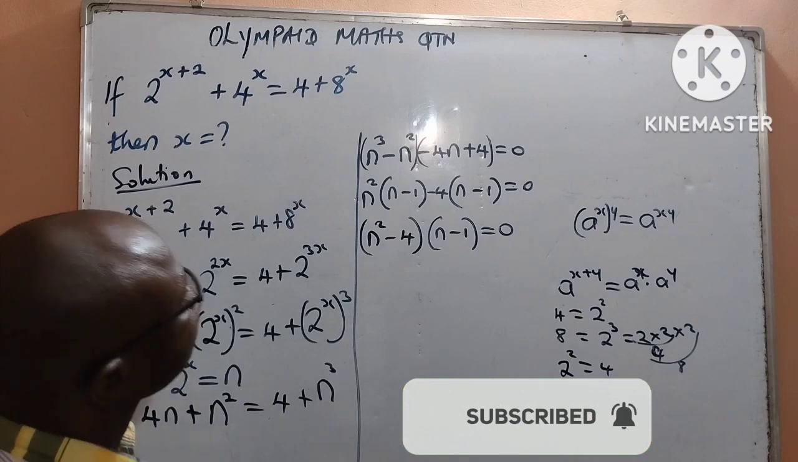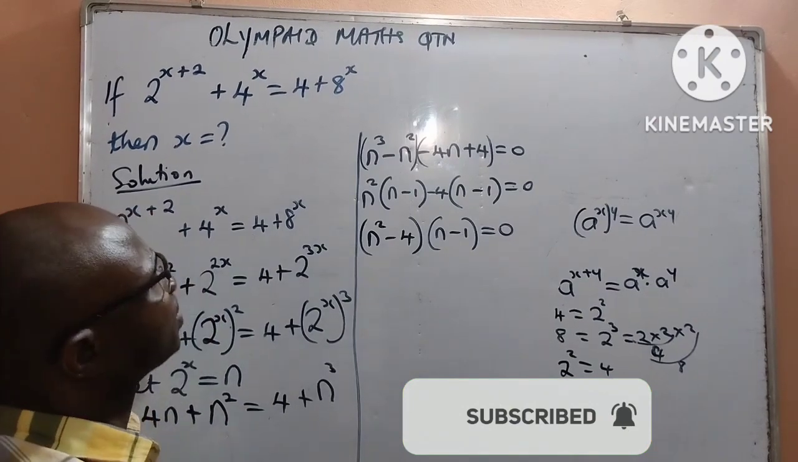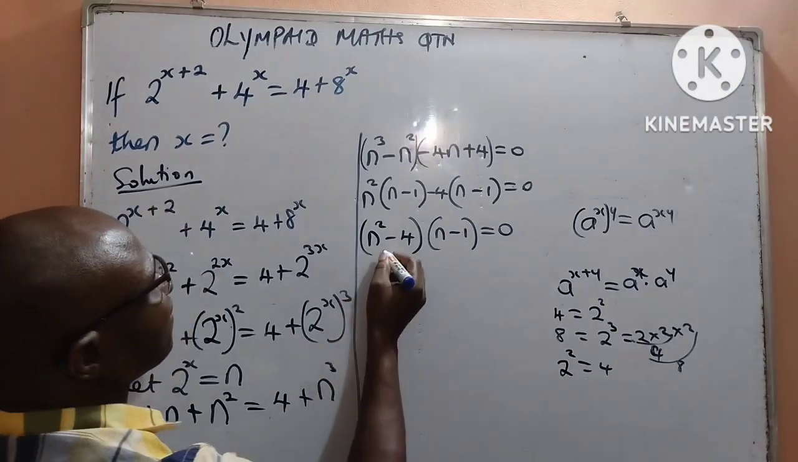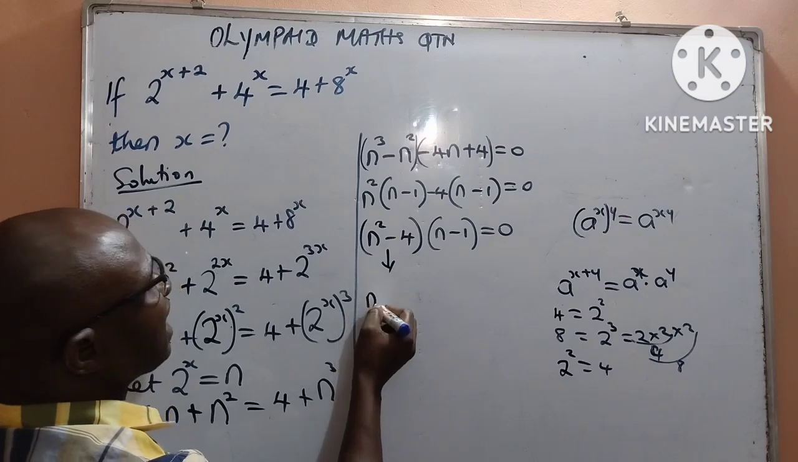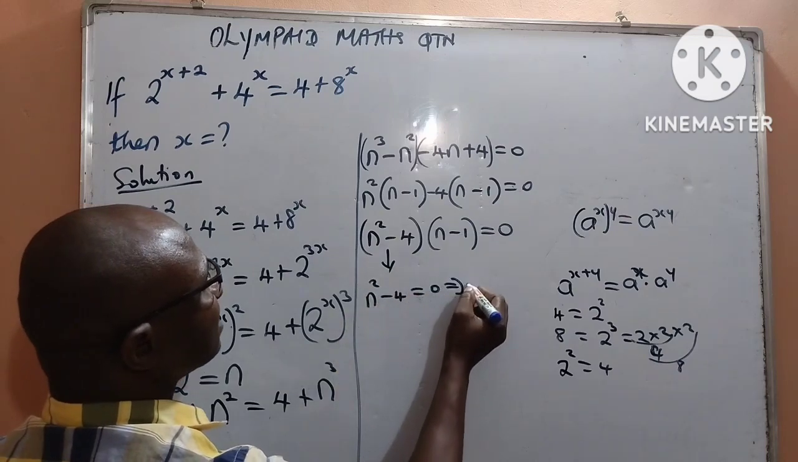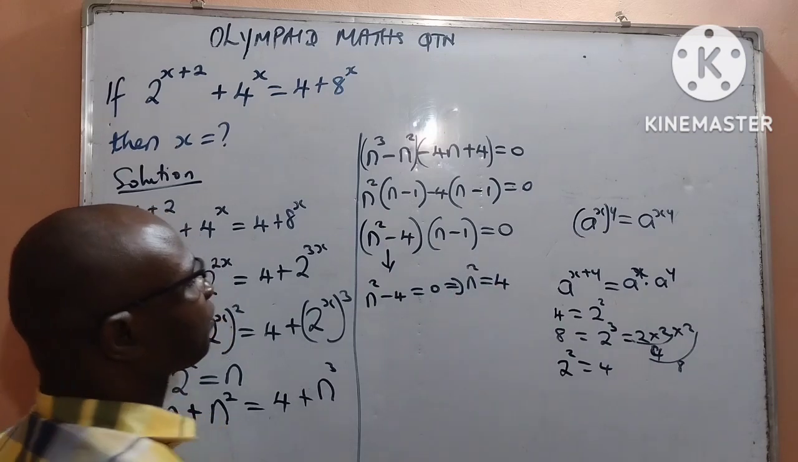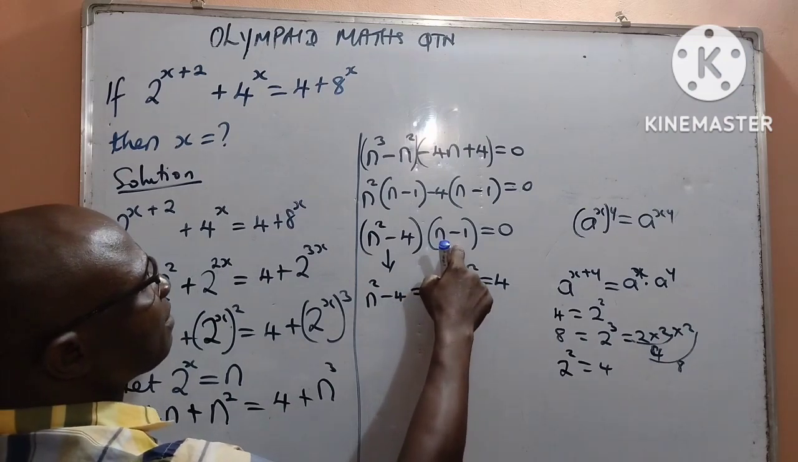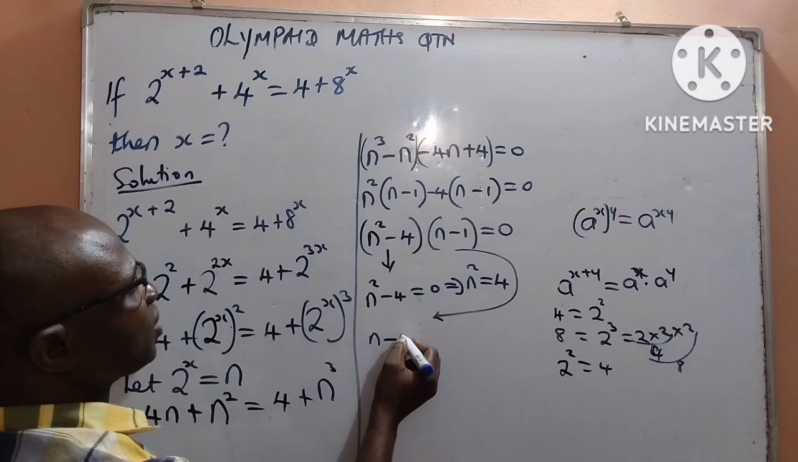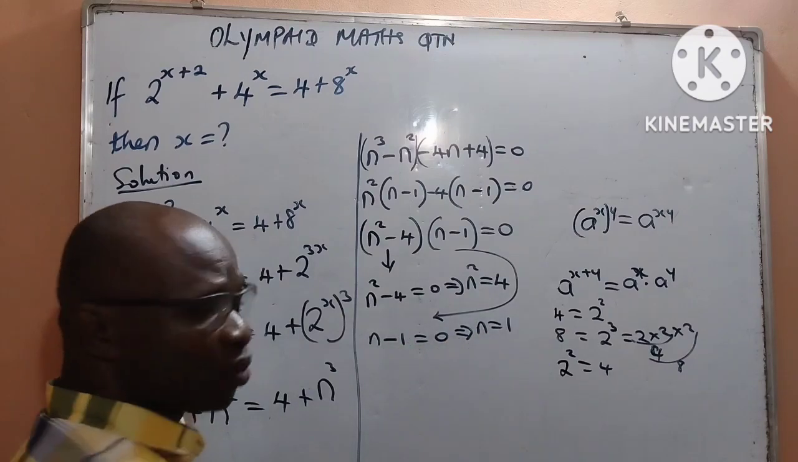Math is life. Okay. From this, it means that the first bracket is equal to 0 and the second bracket is also equal to 0. Therefore, I can now say that n to the power 2 minus 4 is equal to 0, implying that n to the power 2 is equal to 4. Good. From the second bracket, I can now have it that n minus 1 is equal to 0, implying that n is equal to 1.